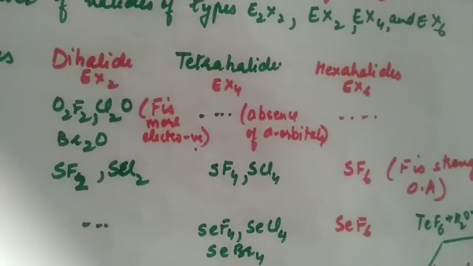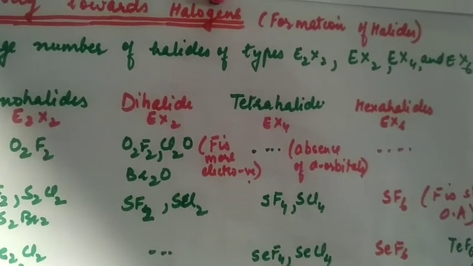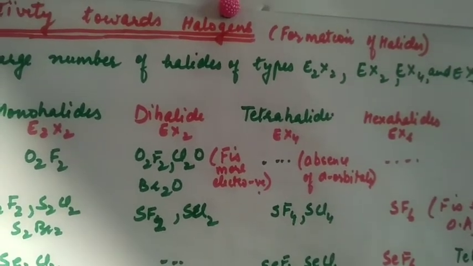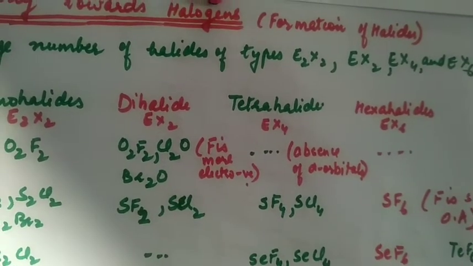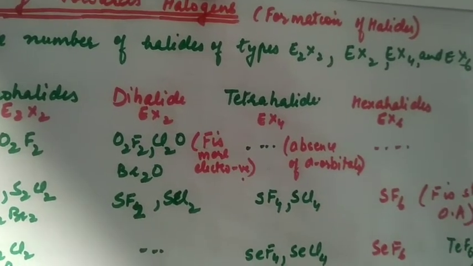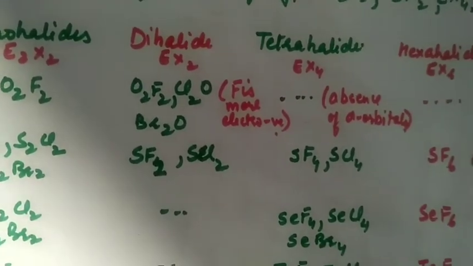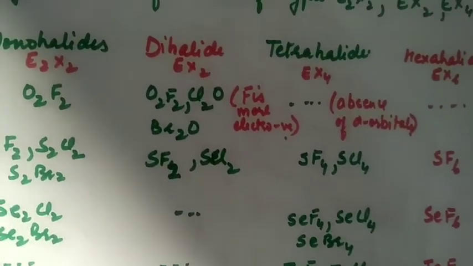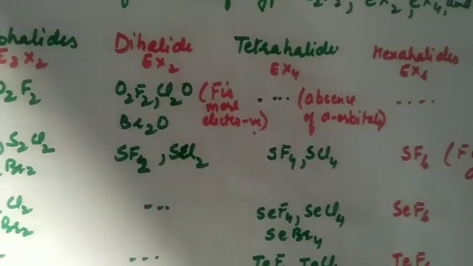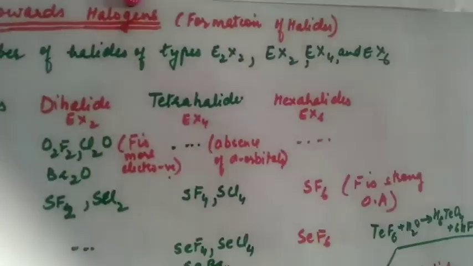Oxygen forms dihalides of the type oxygen difluoride, and with chlorine the dihalide is called chlorine oxide because oxygen is more electronegative. Then bromine oxide. Sulfur forms the dihalide sulfur dichloride. Selenium, tellurium and polonium do not form dihalides.